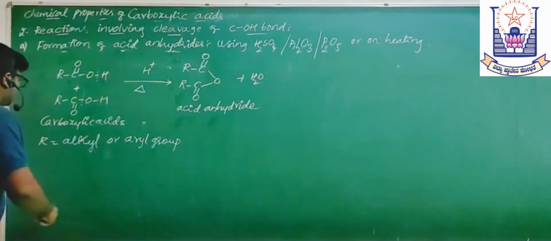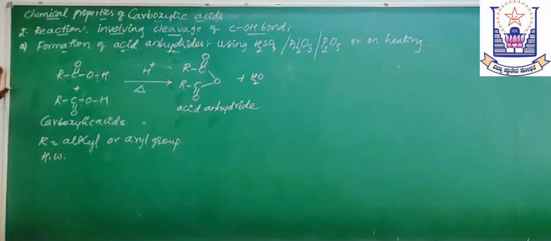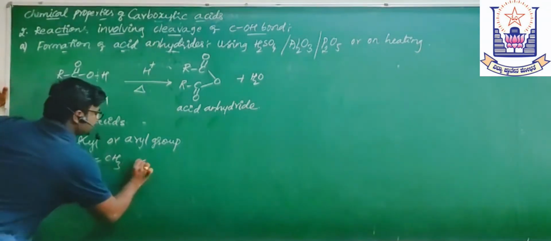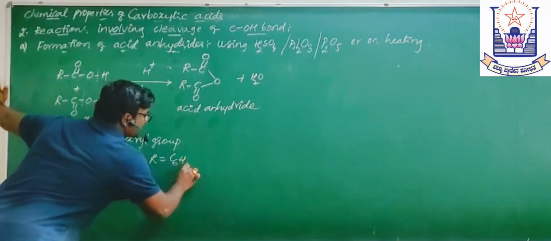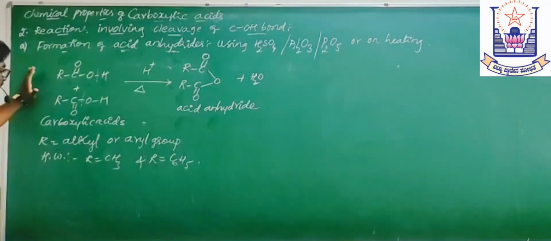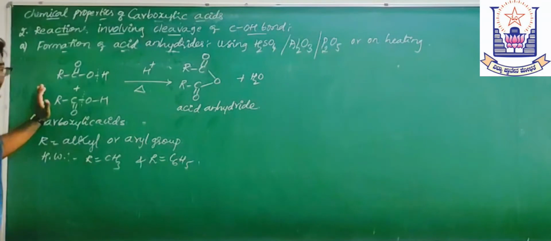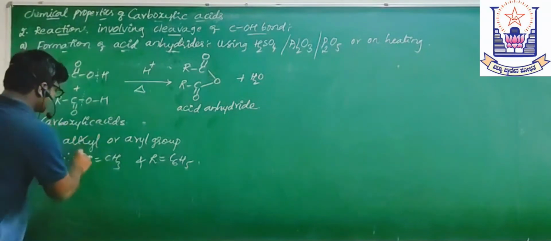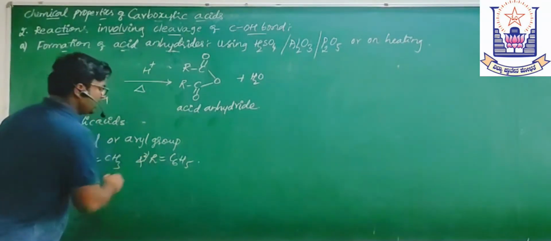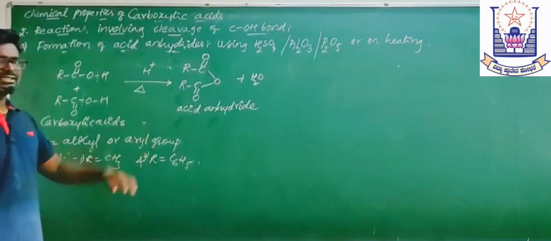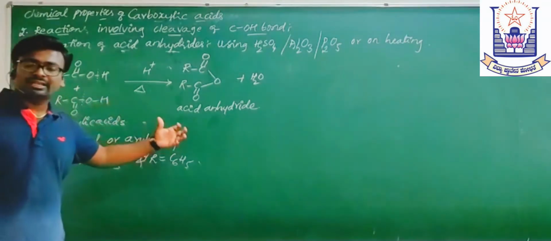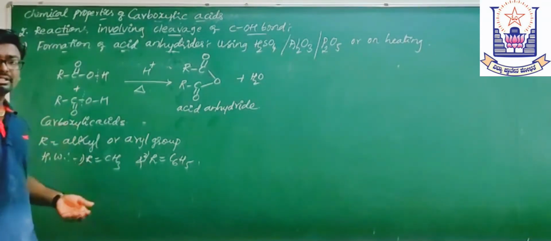Take the homework. Solve the reaction equation by putting R equal to CH3 and R equal to C6H5. Give the reaction equation once for R equal to CH3, and later in one more reaction, consider this as the first one and take this as the second one and solve it. It will be easy. This is all about the formation of acid anhydrides from carboxylic acids.